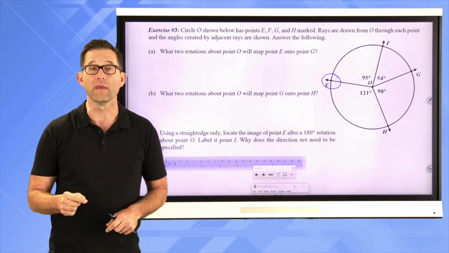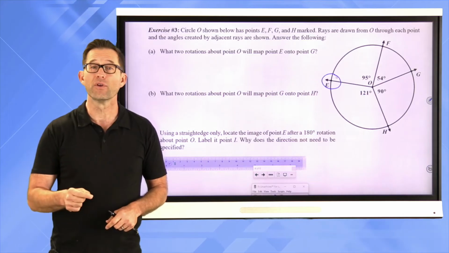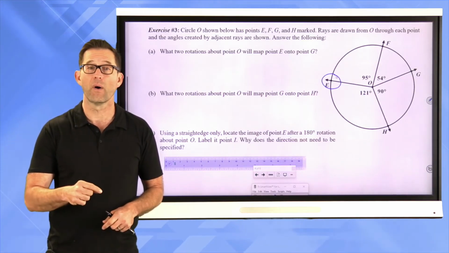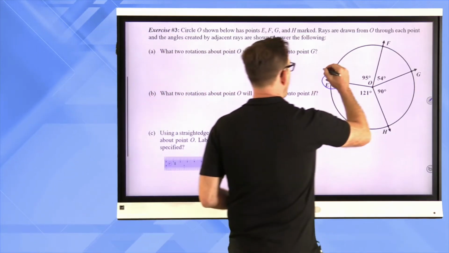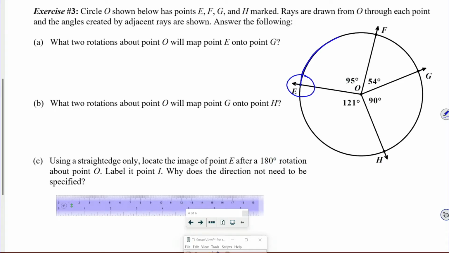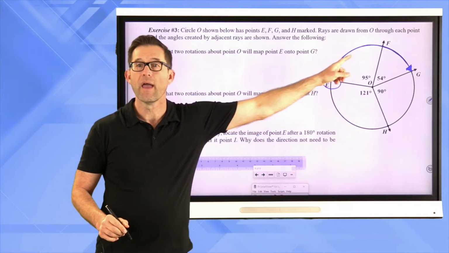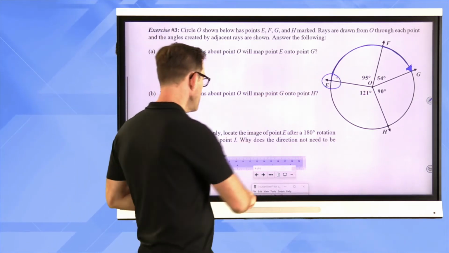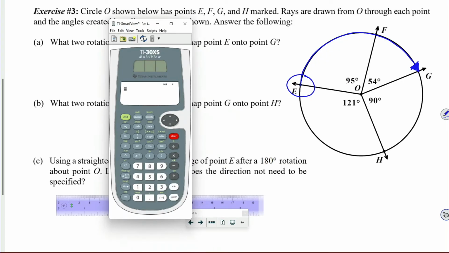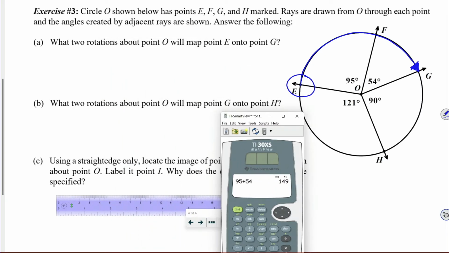Well, there'll always be 2 rotations, depending on whether you want to go clockwise or counterclockwise. So let's first talk about going clockwise. If I wanted to rotate point E around this circle so that it landed on point G, like that, if I wanted to go clockwise, I would have to rotate it through a 95-degree angle and a 54-degree angle. And I can really quickly just bring out my simple scientific calculator, 95 plus 54. I can rotate it 149 degrees clockwise.